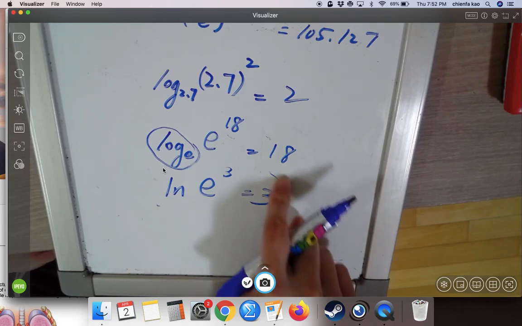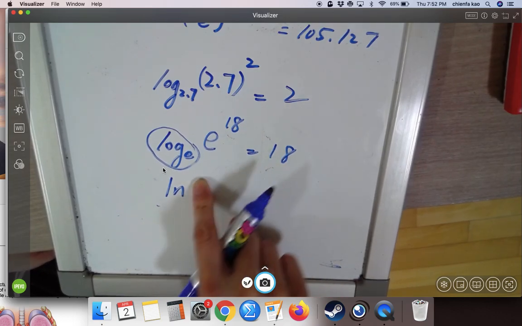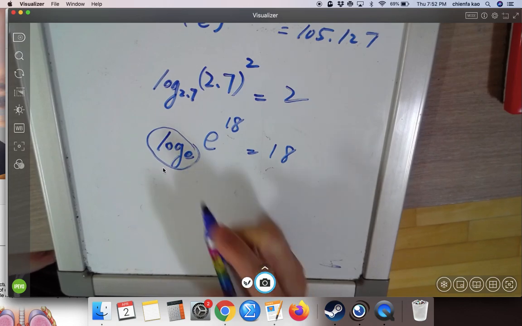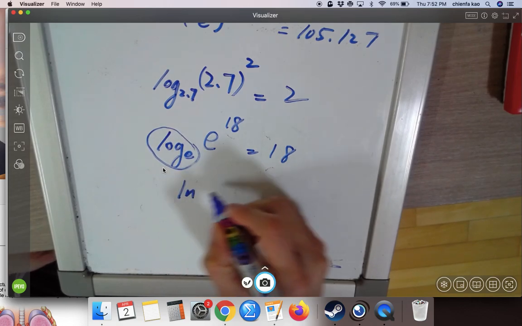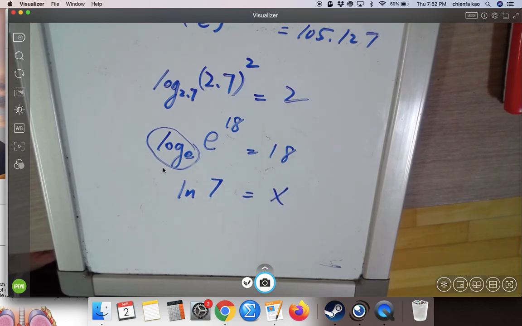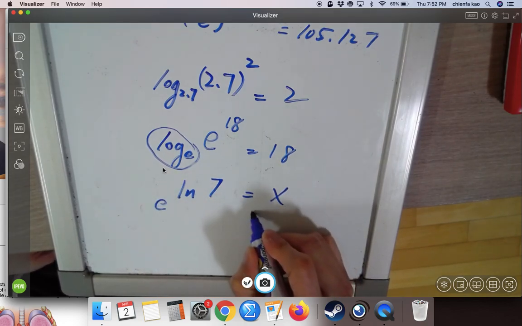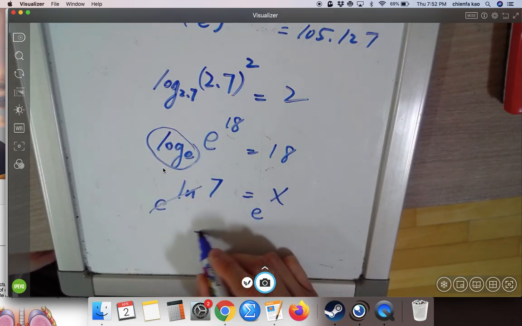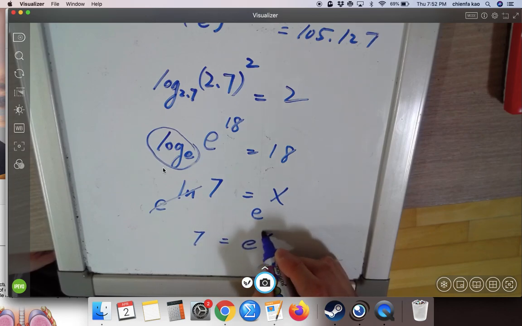So how do I cancel out, for example, log base 7 equals x? How do you cancel that? You could just do e and then do e. That cancels out. So 7 equals e to the power of x. That's all.